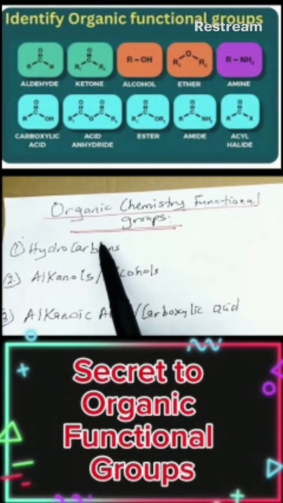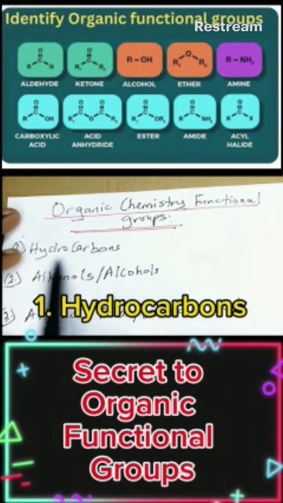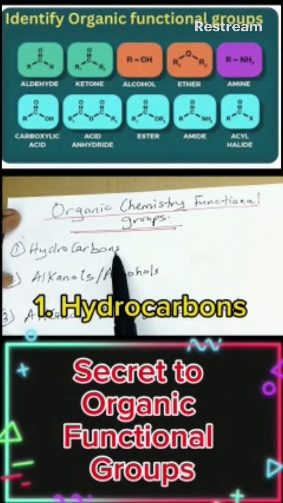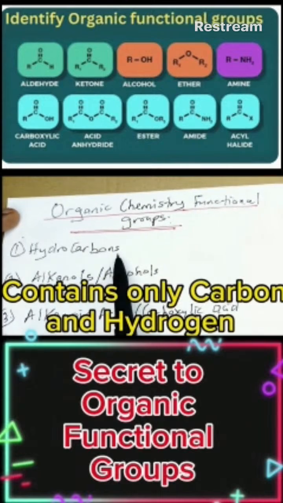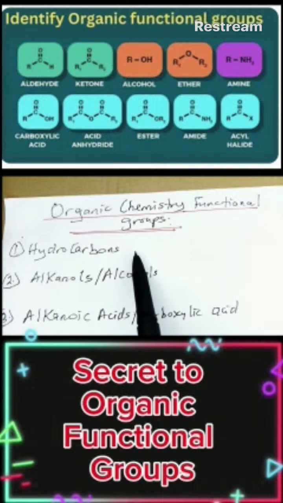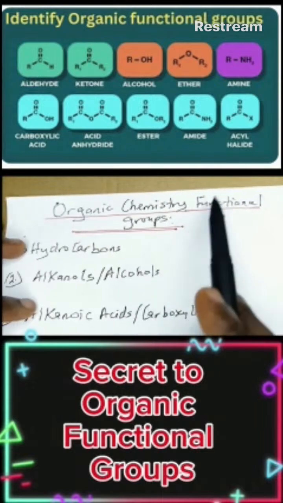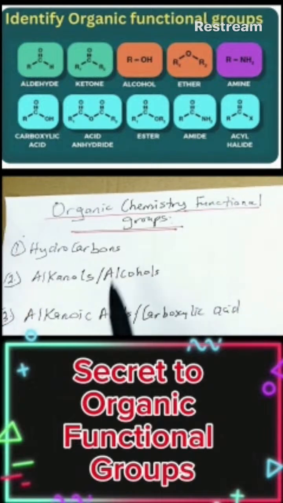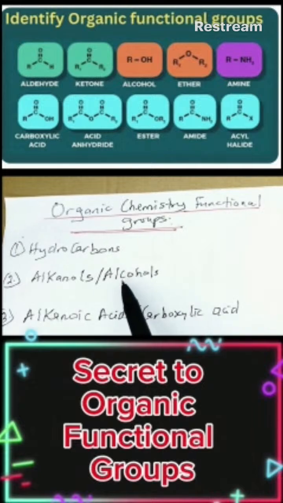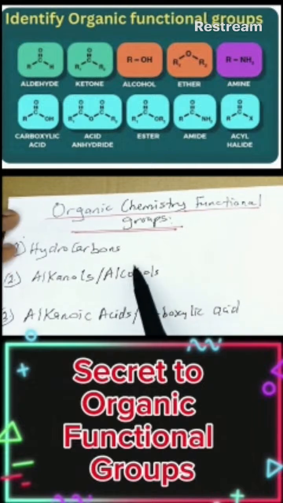Very simple. The first one I'll be discussing here are the hydrocarbons. This is an organic compound that contains only carbon and hydrogen. I will not talk much on this in this video because I've made a very detailed video about hydrocarbons. So you can click up here and watch it, please. You can click the card here. It discusses the hydrocarbons extensively. So let's go to the second one.